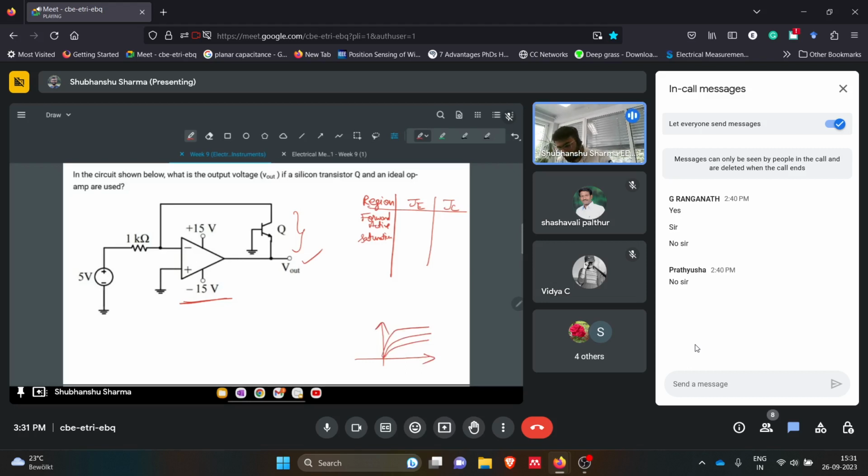So I'm talking about those regions. Forward active, saturation, then we have the cutoff region for this transistor, then we have reverse active. When the transistor has to act as an amplifier, it is driven in the forward active region. So this is the amplifier zone. When it is to act as a switch, it is either driven in saturation or cutoff. So this is the switch region. And reverse action is not that much used, but it is used for attenuation.